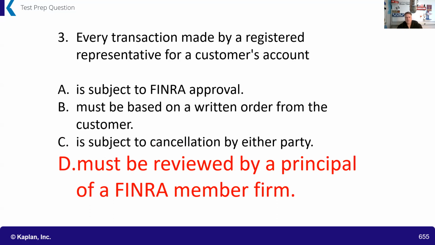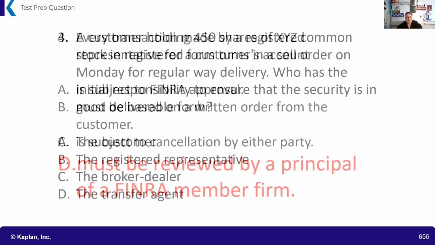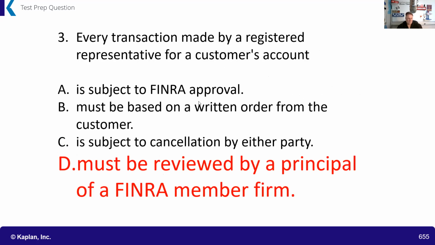Your principal is supposed to supervise and make sure that you're not doing transactions that could be characterized as churning. Trades are excessive, transactions are excessive in size and frequency, for example. That you're not front-running, trading ahead of customers, for example.